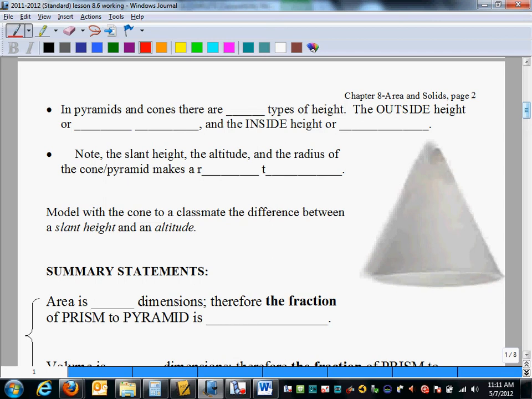Okay, now something strange happens. When you go to pyramids and cones, you have 1 base, but now you have 2 heights. 1 base, 2 heights. Say it out loud. What are the 2 heights? The 2 different heights are like so. There's an outside height, trace along the outside here like that. That's called the outside height. The technical name is slant height.